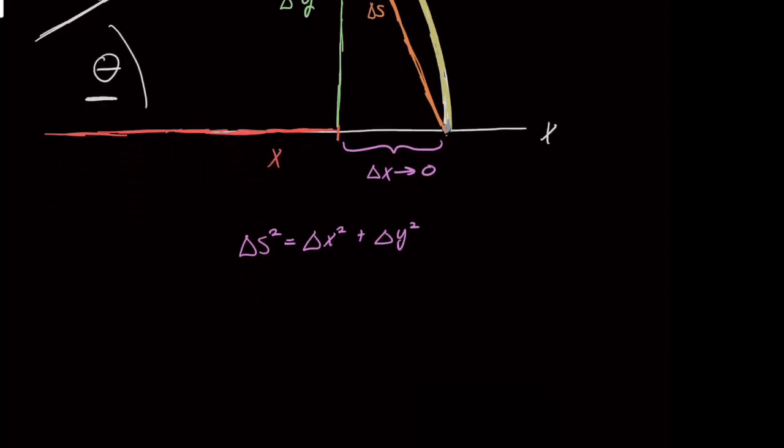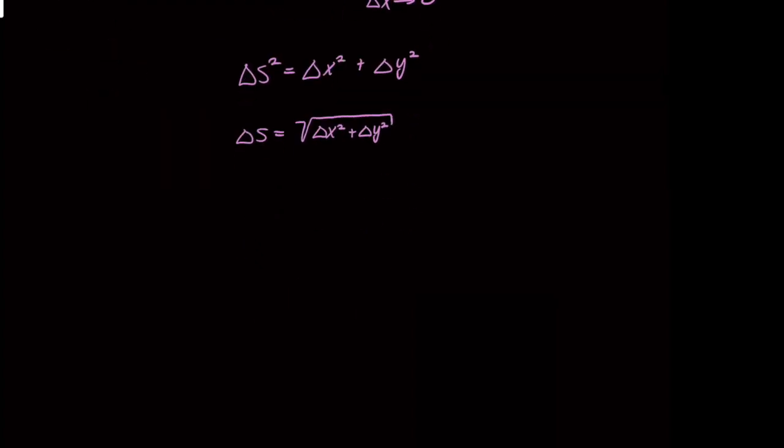And if we solve for delta s, and skipping the formality, which is explained by the link in the description, we'll be left with this. ds is going to be equal to the square root of dx squared plus dy squared.